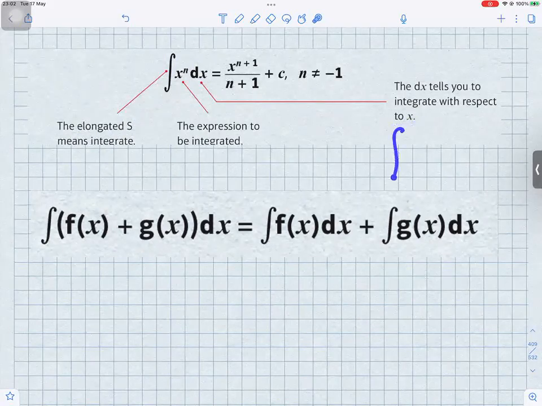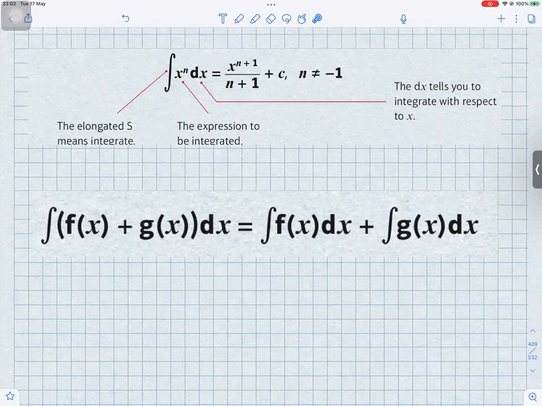So you could have the integral of r to the n dr. This is with respect to r. So we have with respect to x. And when you integrate, you add 1 to the power, n plus 1, and divide by the new power.